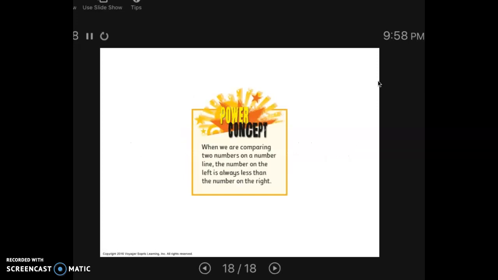It is important to remember that when we are comparing two numbers on the number line, the number on the left is always less than the number on the right.